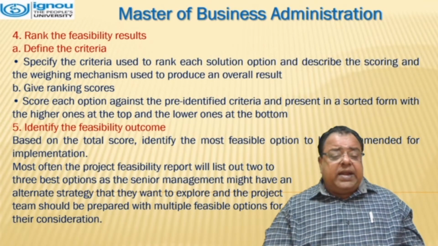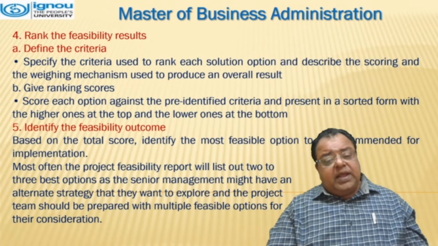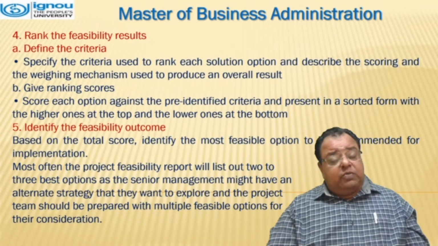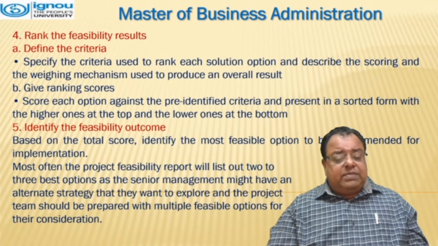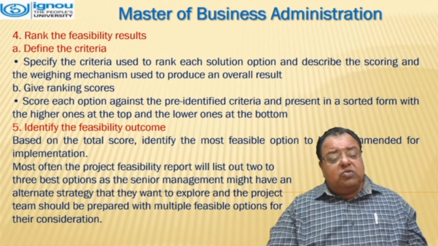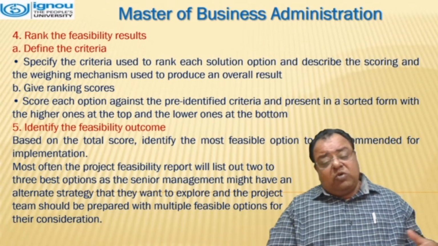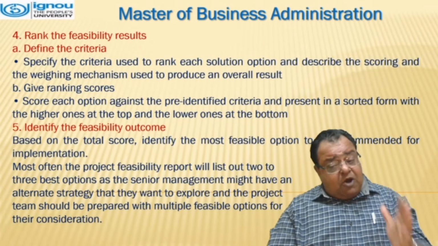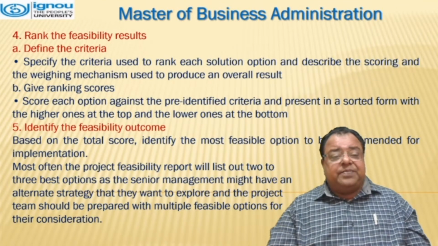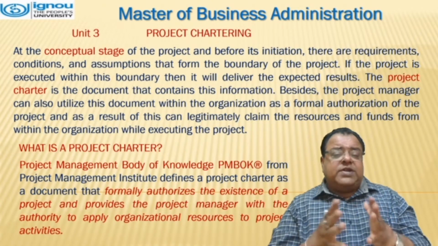Fifth one is identify the feasibility outcome. Based on the total score that we have obtained, identify the most feasible option to be recommended for the implementation. Most often, the project feasibility report will list out two to three best options as the senior management might have an alternate strategy that they want to explore, and the project team should be prepared with multiple feasible options for their consideration. Now we move on to unit 3, that is related to project charter.